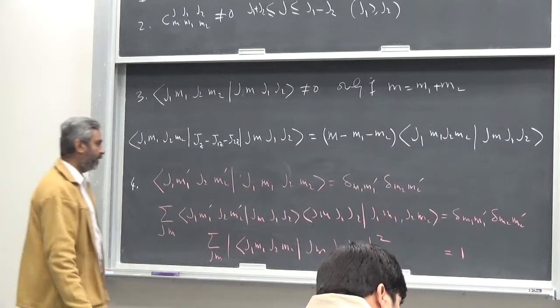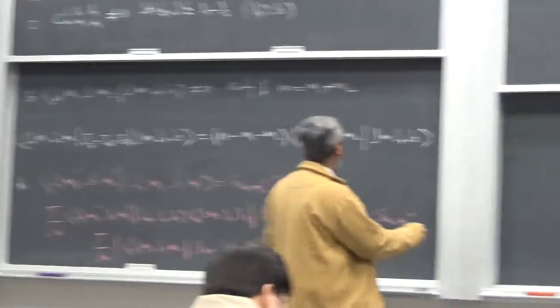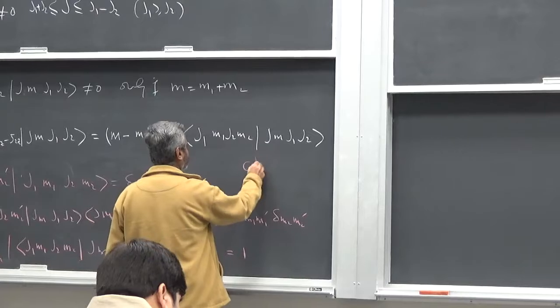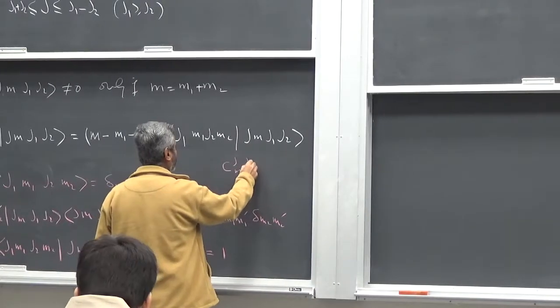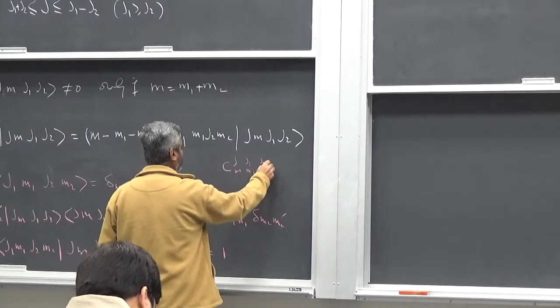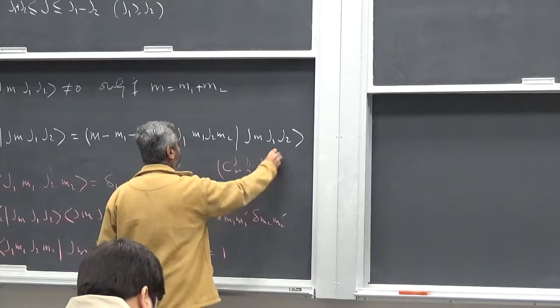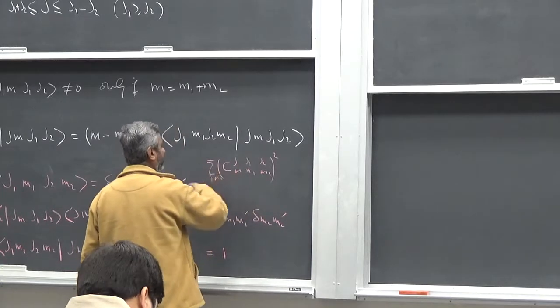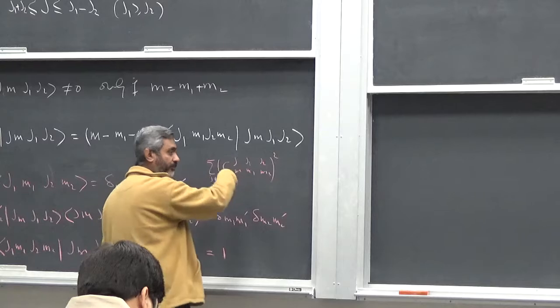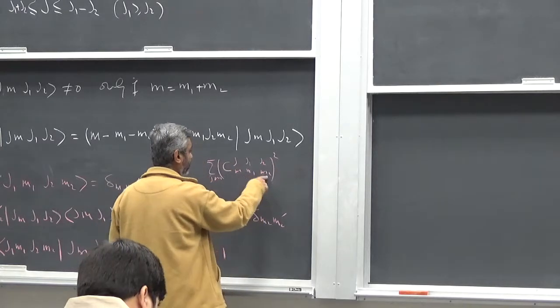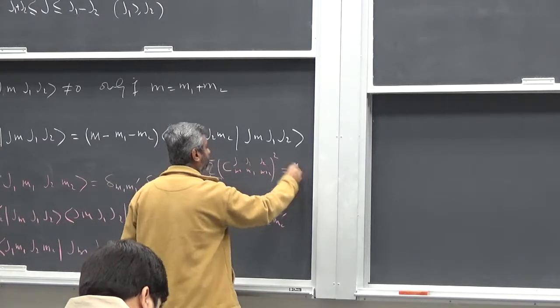So ये आपको बता रहा है कि अगर आपके पास ये क्लेब्स-गॉर्डन कोएफिशिएंट्स है ना, JM J1 M1 J2 M2, अगर आप इनका स्क्वायर लें और J और M के ऊपर सम कर दें, सारे J और M ले लें जो भी पॉसिबल है किसी M1 M2 के लिए, तो ये आंसर 1 आएगा.